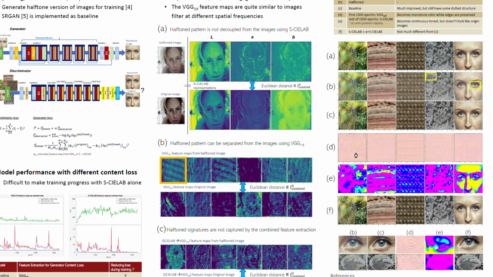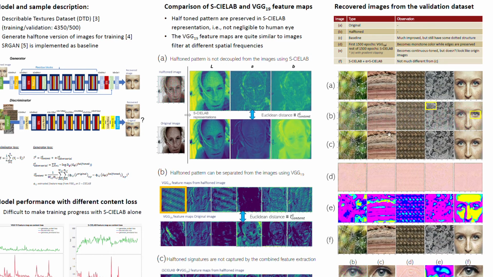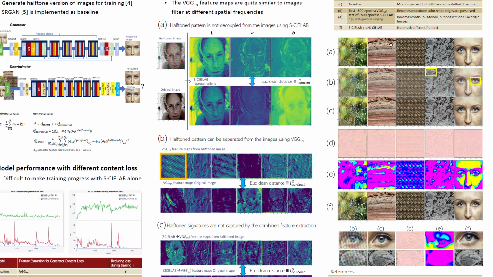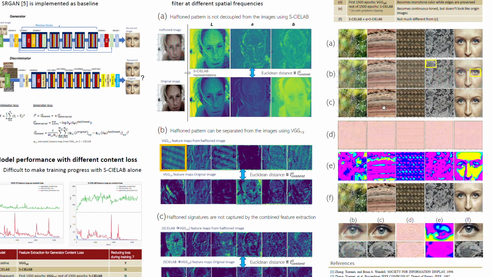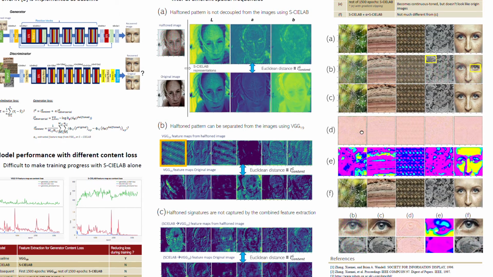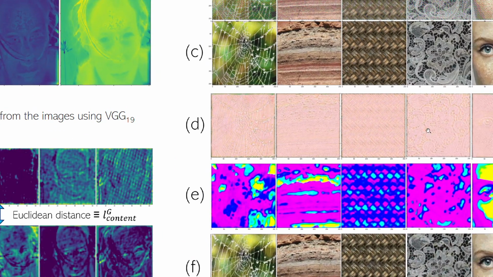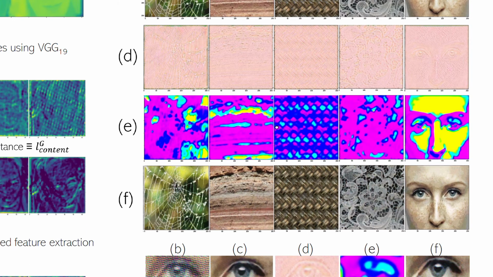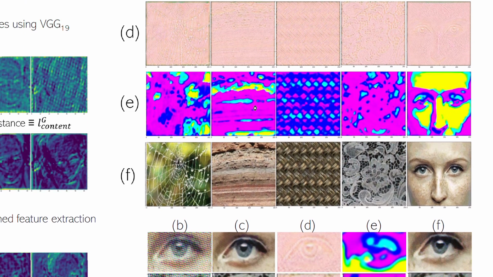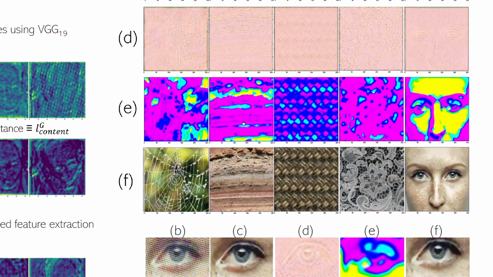The fourth and the fifth rows are from the model first trained using the VGG feature and then followed by S-CIELAB as a feature. It's interesting to see that the model outputs two different types of images. Without gradient clipping, the output images become a monotone color, while the edges are still preserved. With gradient clipping during training, the model produces continuous-toned images. However, the details are missing and it doesn't look like the original images anymore.